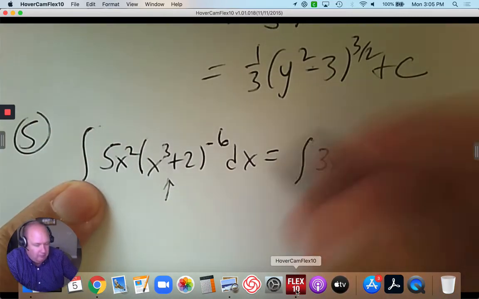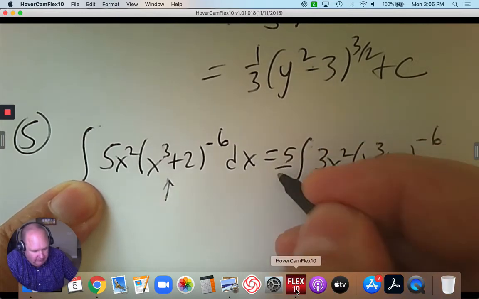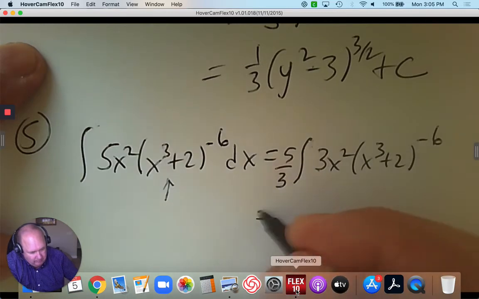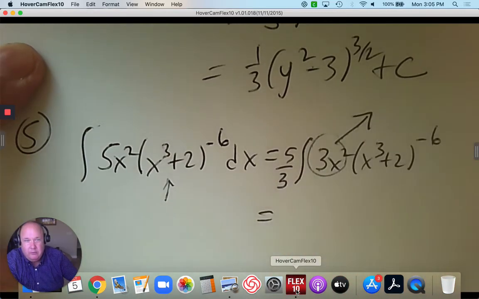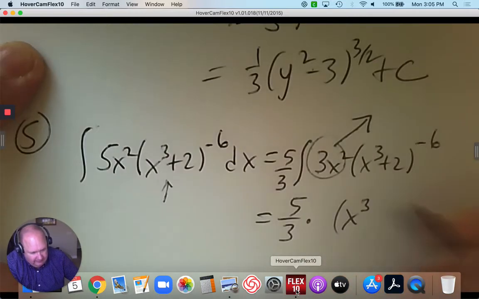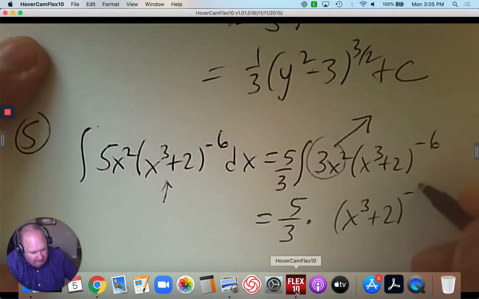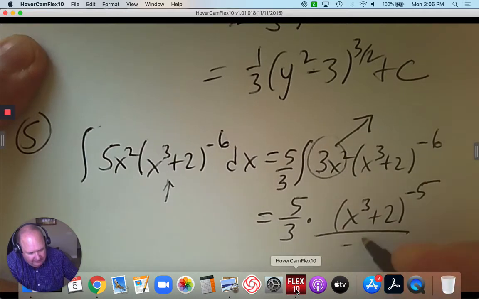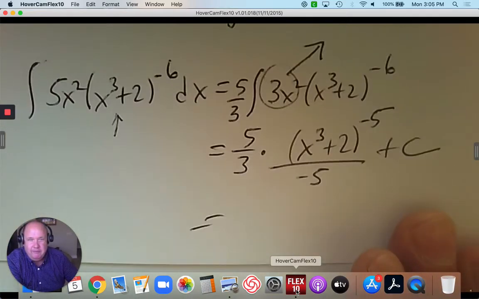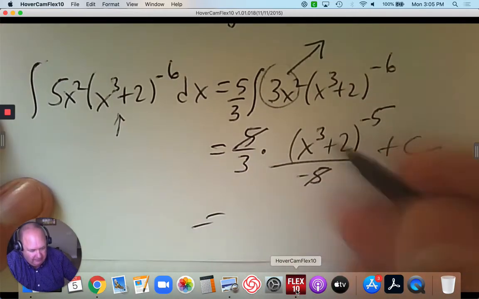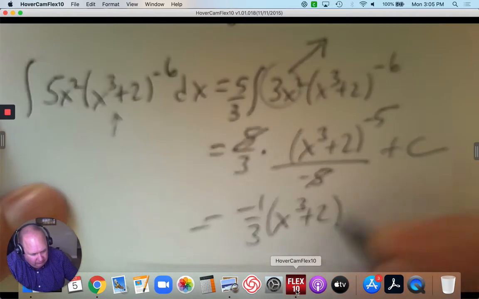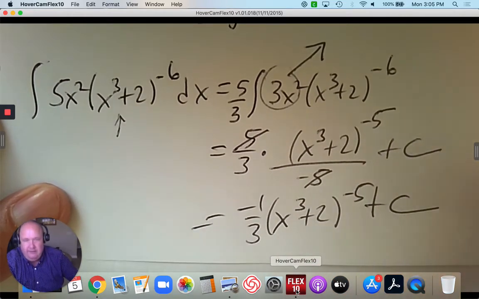What was it before? 5. What did it become? 3. Circle the hook. It goes away. So our answer is 5/3 times (x cubed plus 2). Add 1 to the exponent and divide. Yes, you could simplify this if you had to. So the 5's divide. That gives you -1/3 (x cubed plus 2) to the -5 plus c.